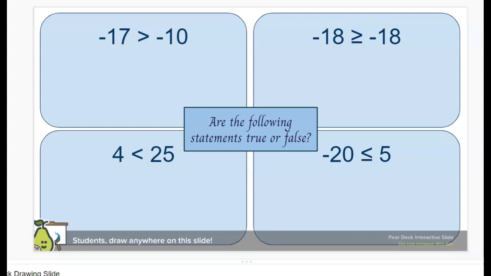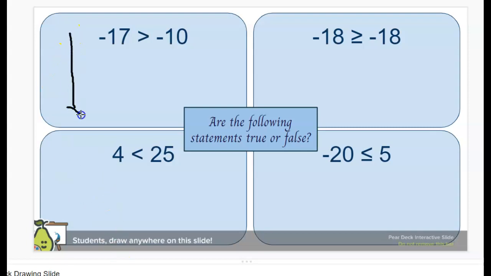Hello, hello. Let's talk about inequalities. A lot of people say that they don't remember very much about inequalities, so let's look at some of this stuff to see if you do. It says negative 17 is greater than negative 10. We're supposed to be deciding if these statements are true or false.